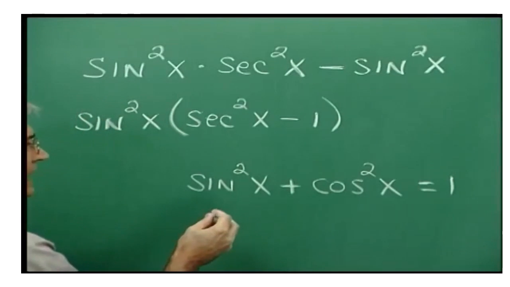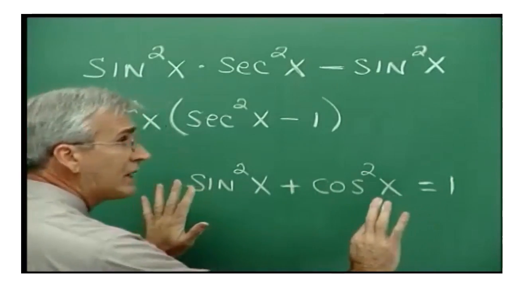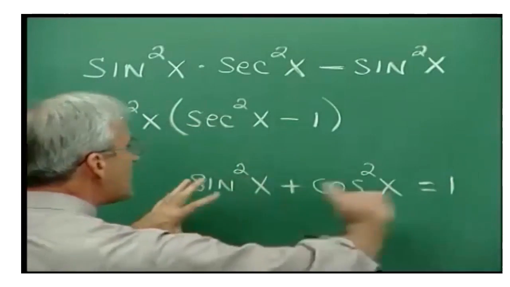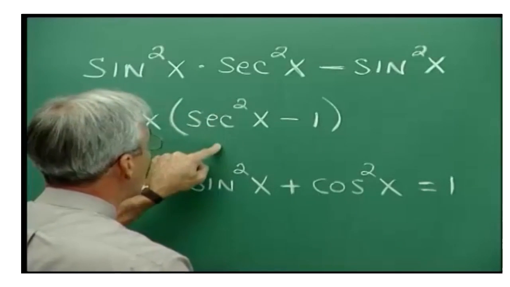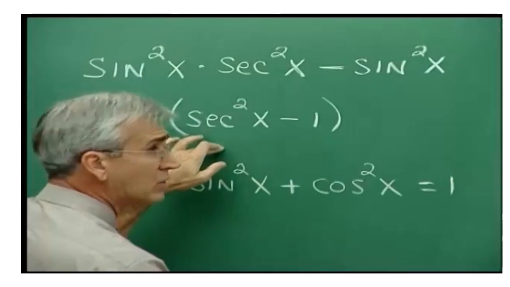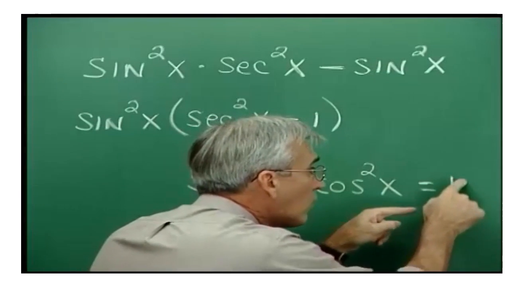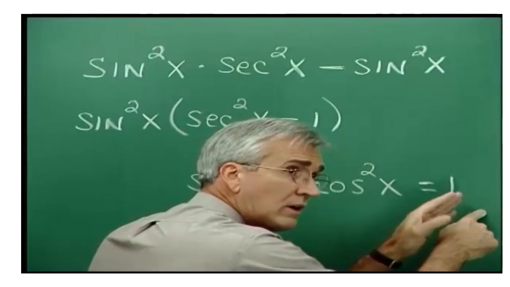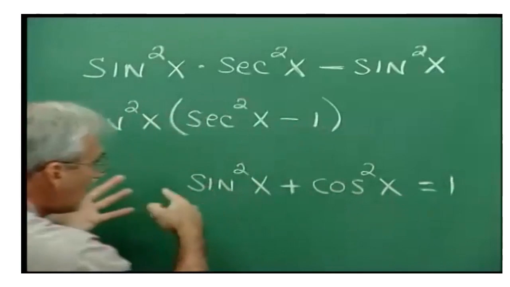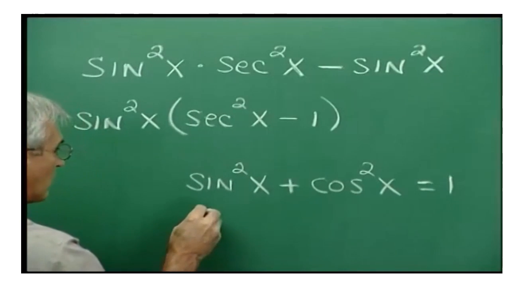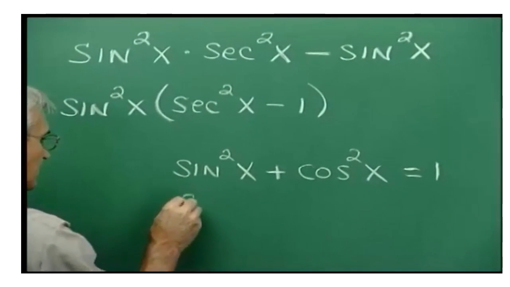Now I'm tipped off that I want something that looks like secant squared, and I know secant squared is 1 over cosine squared. If I divide through by cosine squared, I'll have 1 over cosine squared here, secant squared. So that's my tip-off that I need to go through here and divide by cosine squared. So I'm doing this.